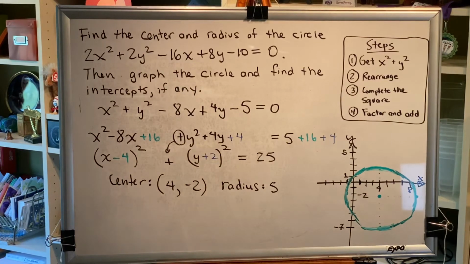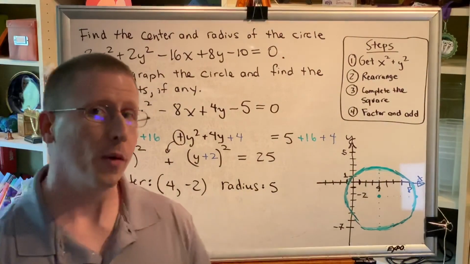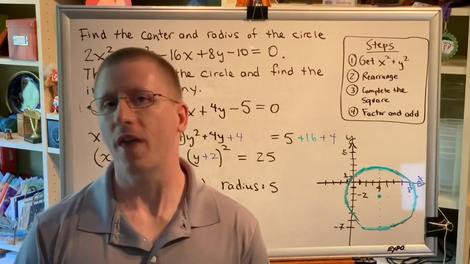So we found the center and radius, and we graphed the circle. The next thing we're going to do is find the intercepts. But this video has gotten pretty long, so let's do that in the next video.